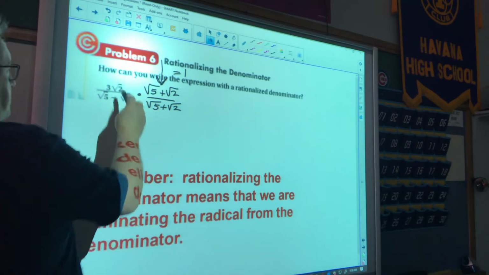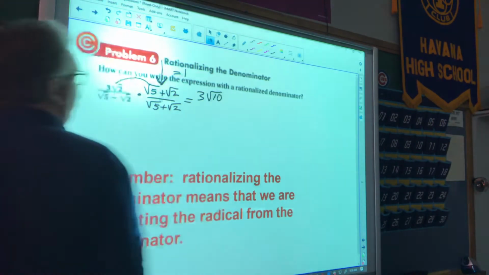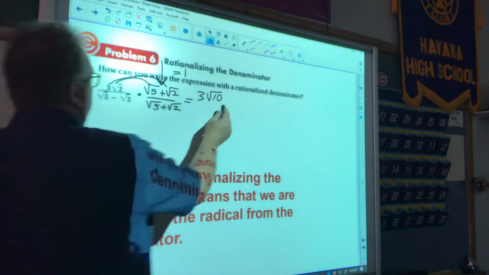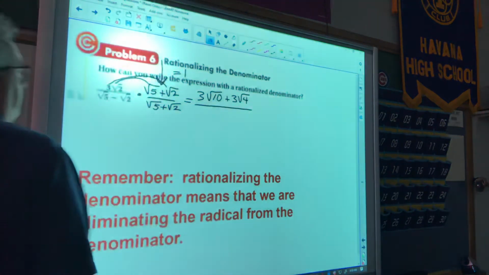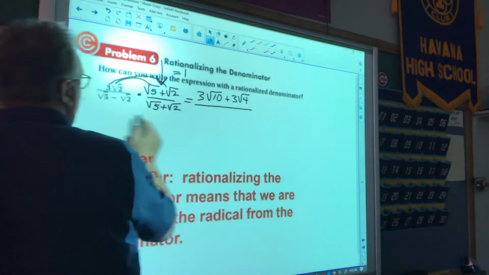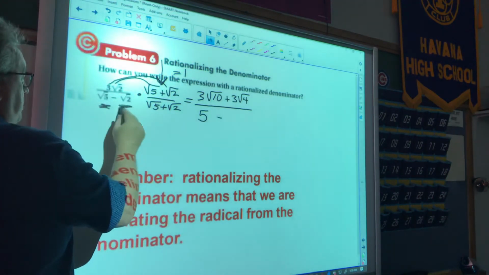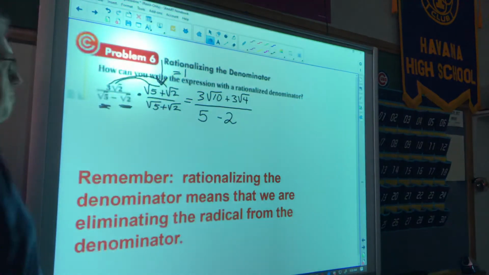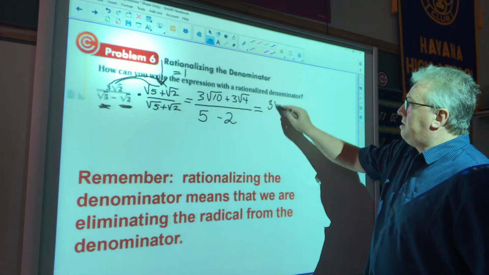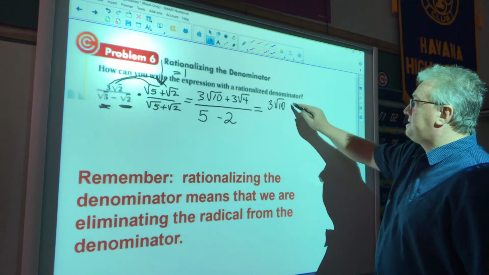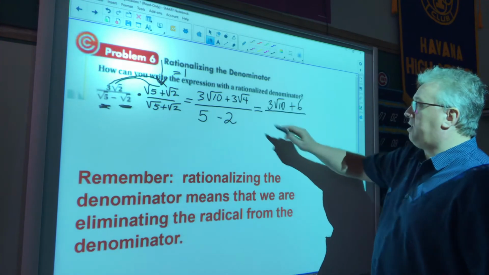Okay? So now we just multiply here. So we get 3 square root of 10. Now we multiply here. Plus 3 square root of 4. And I'll come back and clean that up. Okay? Now we're multiplying conjugates. So right here, square root of 5 squared is 5. Square root of 2 squared is 2. All right? So now we come over here. We have 3 square root of 10 plus square root of 4 is 2 times 3 is 6 over 3.